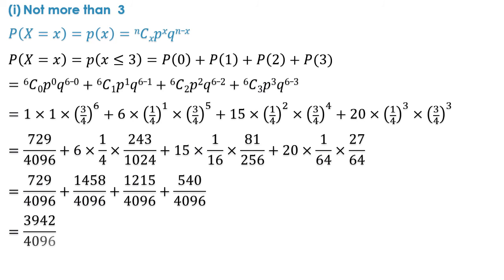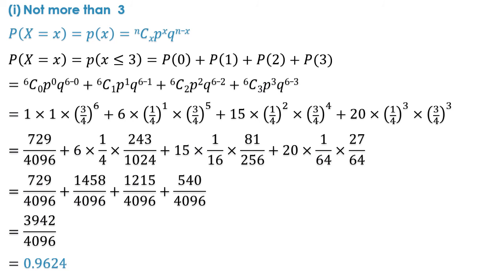up all the numerators, because the denominator is the same, you get 3942 upon 4096, and your final answer here will be 0.9624. So the probability that no more than 3 telephone lines will be busy out of the 6 telephone lines is 0.9624. I hope you guys got it properly.